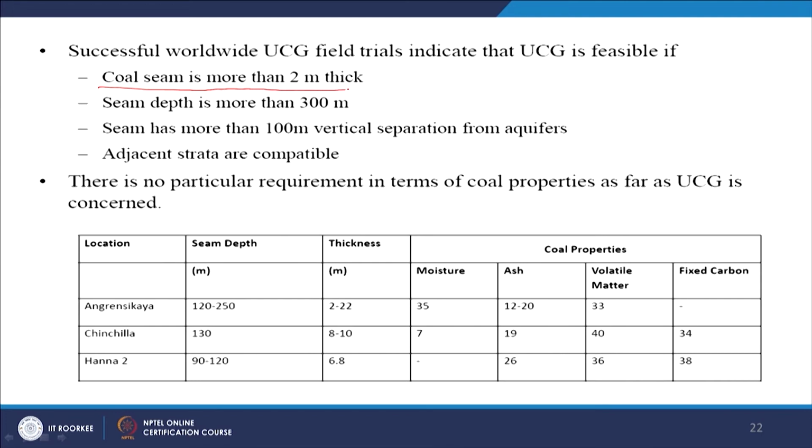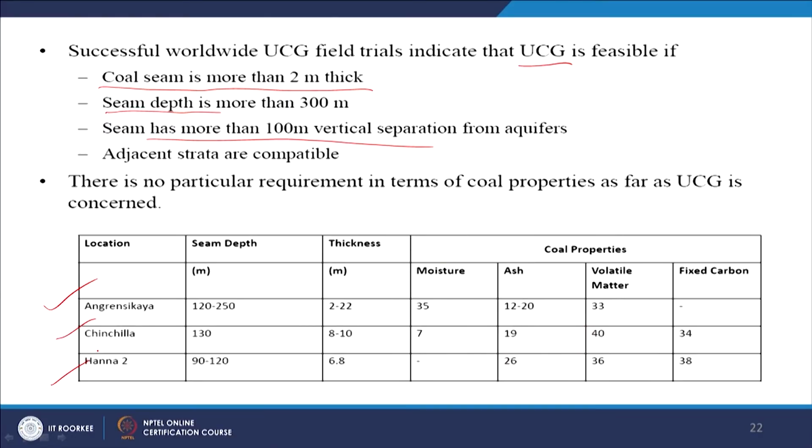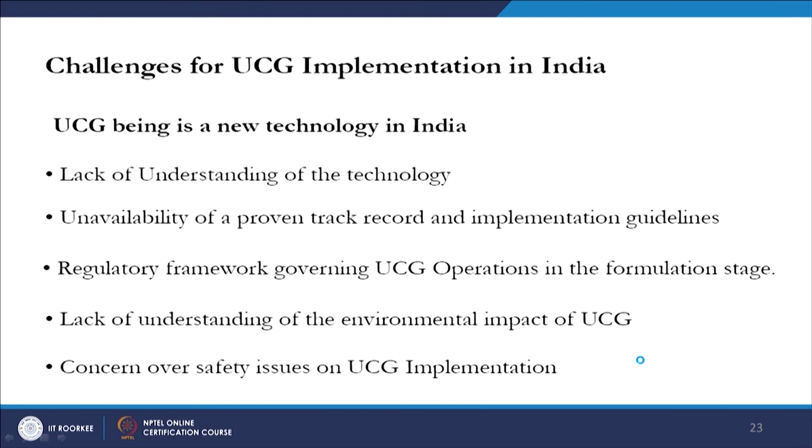So, on the basis of the data the people have worked on it, it is evident now that if the coal seam is more than 2 meter thick, in that case this technology is feasible. It also requires seam depth more than 300 meter and seam has more than 100 meter vertical separation from aquifers. These are the requirements for the UCG, and these are some examples of the UCG based plants where the seam depth is provided, thickness of the seam is provided and quality of the coal is also provided. So, it is very clear that this method can be used for any type of coal, the quality of coal does not matter. So, that is the advantage of this technique.